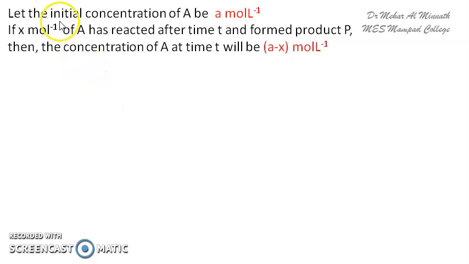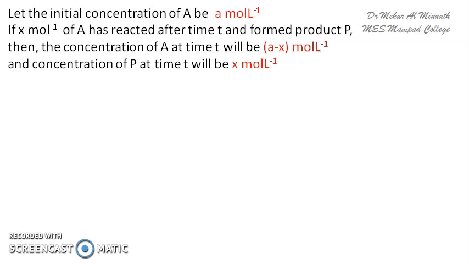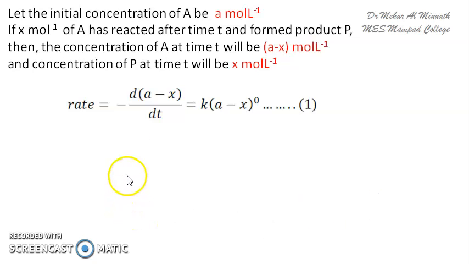I repeat once more, x moles per liter of A has reacted, so the remaining A at time t will be a minus x moles per liter, and the concentration of product P will be x moles per liter. Keeping all these assumptions in mind, we can write the rate equation as rate equal to minus d(a minus x) by dt, that is equal to k into (a minus x) to the power of 0, where a minus x is the concentration of the reactant at time t.